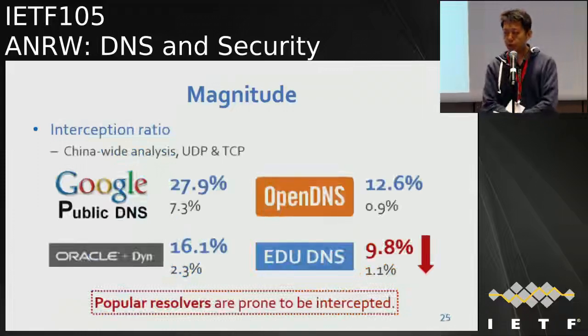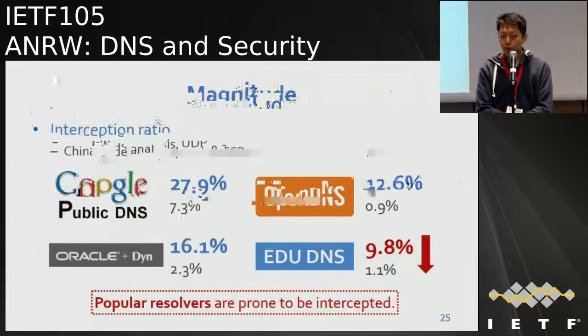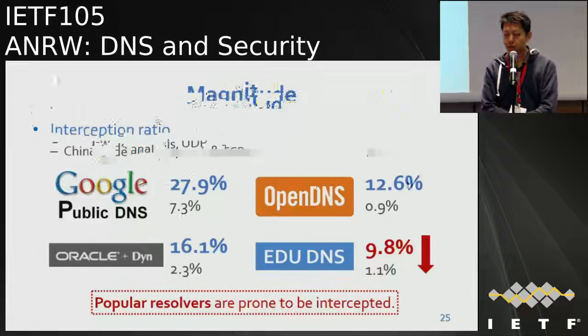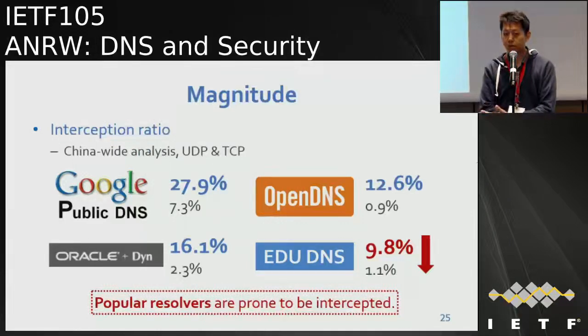And then we also look into the differences between the public DNS resolvers. It turns out if you are trying to go to a more popular, well-known public DNS resolver, the chances your request gets intercepted may be higher. If you are in China and you use Google's public DNS, if you are using UDP, there's a 28% chance your request will be intercepted. And if you're using TCP, the ratio is smaller.